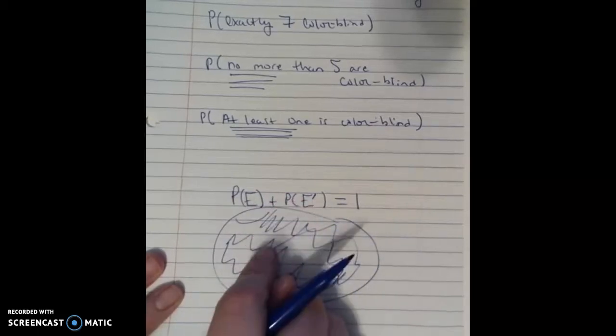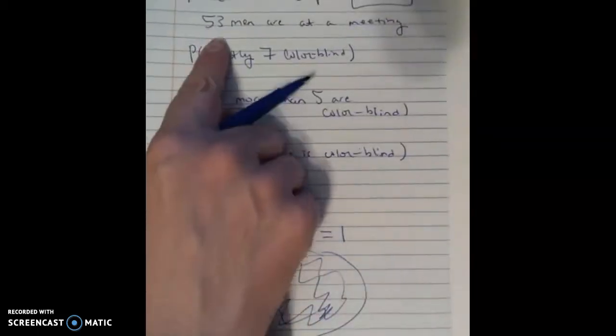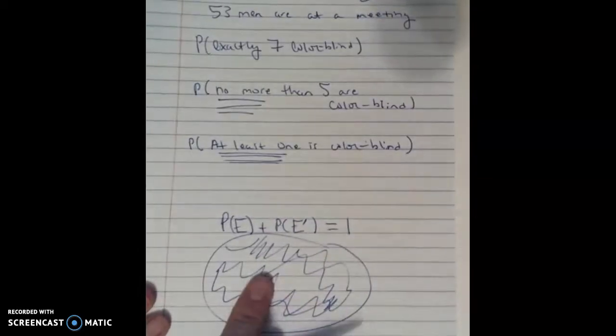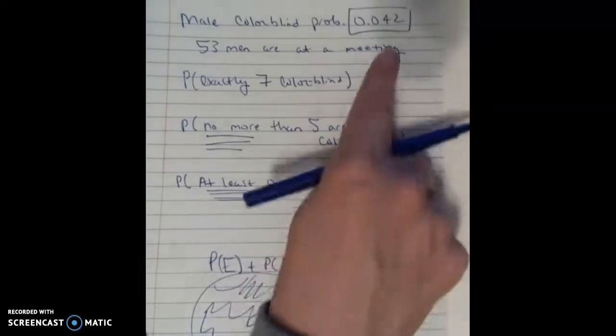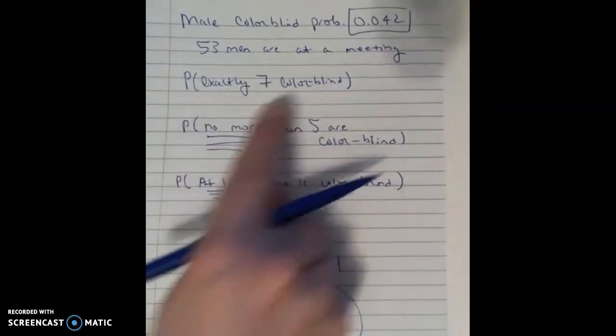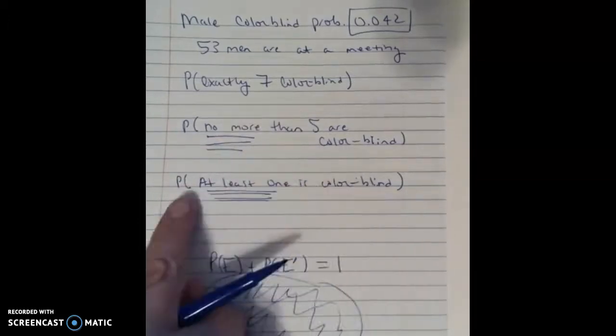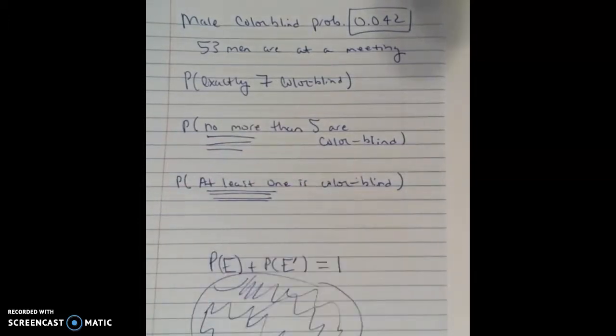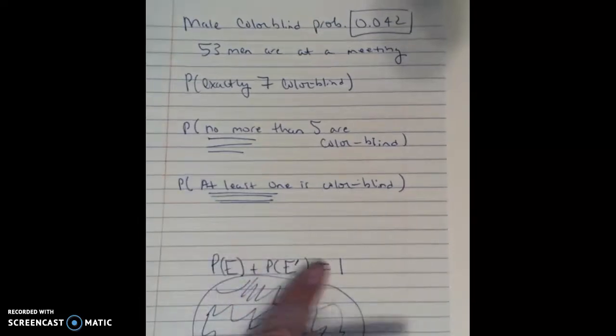I mean, you could add all 53 up. Well, it wouldn't be 53, it'd be 52 of them up, but that doesn't sound like fun. So maybe use this rule, see if that can help you. So again, here's your probability of colorblind. Figure out the exactly 7, no more than 5, and then at least 1 has to be colorblind. And again, using the complement rule might be super duper helpful there.